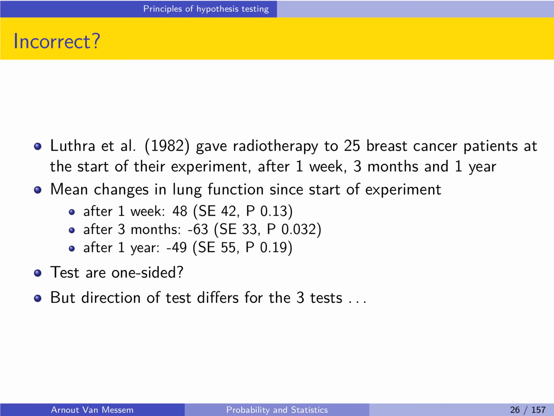However, also with p-values you have to be careful. So you have to watch out when you only see a p-value in a paper or in a report. Take the following example. Lutra et al. did a research on radiotherapy for breast cancer, and they gave radiotherapy to 25 breast cancer patients at the start of the experiment, then again after 1 week, after 3 months, and after 1 year, and then they checked the effect on the lung function. So they looked for changes in the lung function, and if you see a positive number, it means that there is a good effect, so the respiratory function is increasing. A negative value means that the lung function is decreasing.